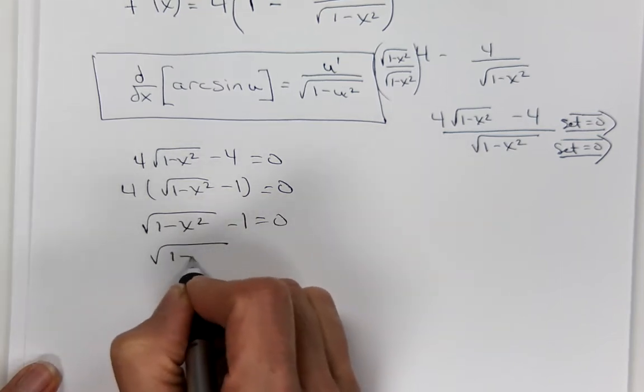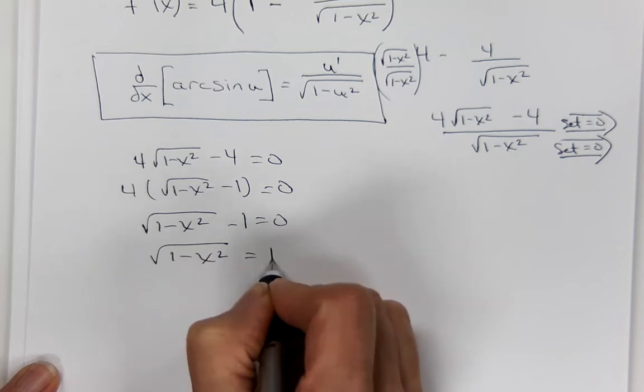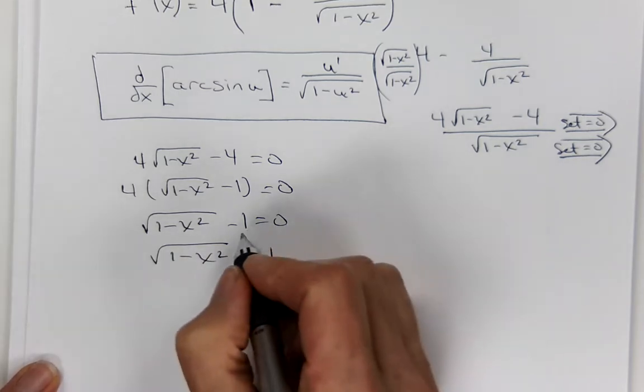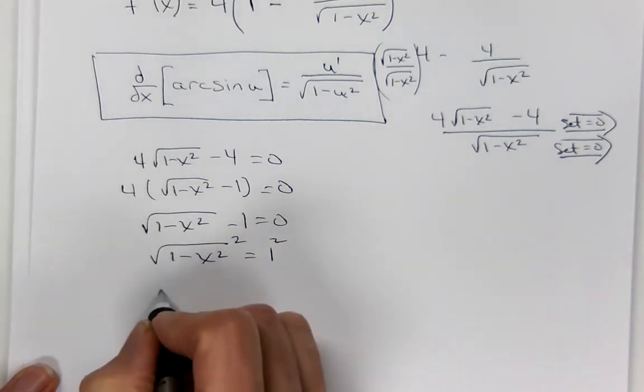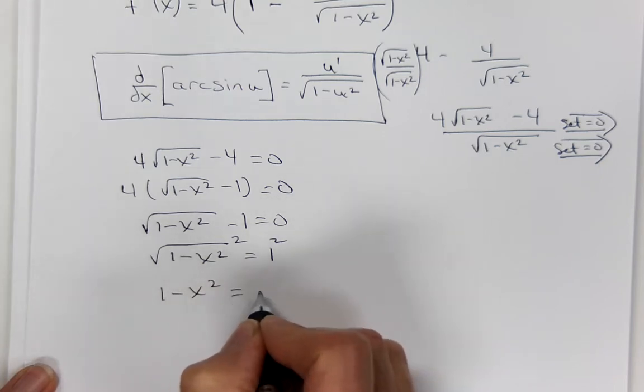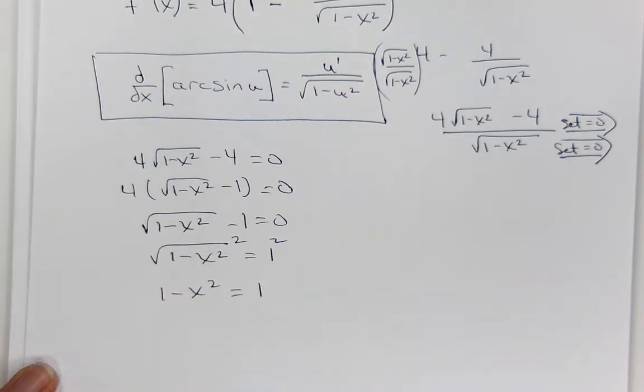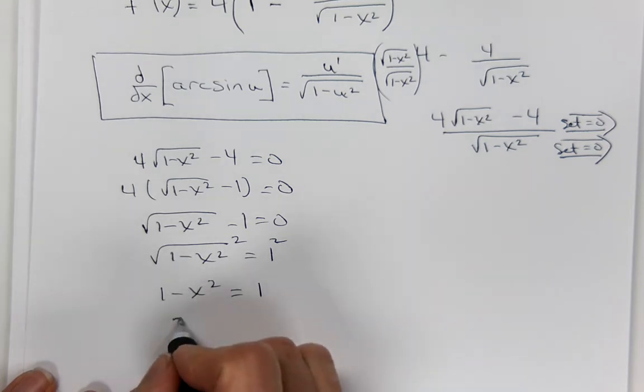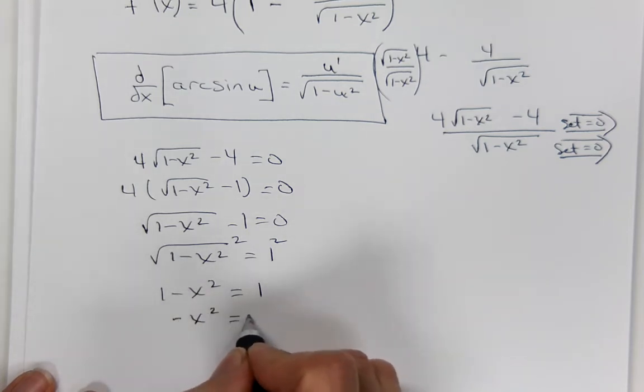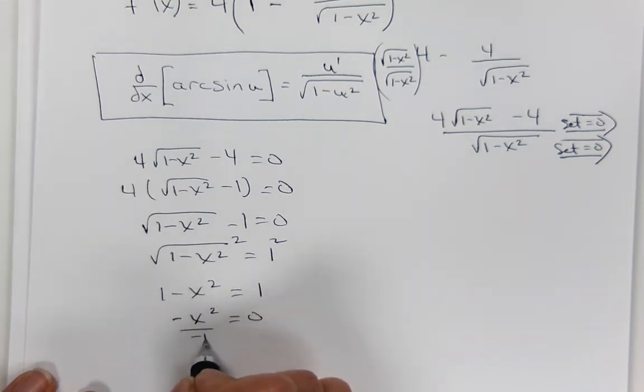Square root of 1 minus x squared equals 1 when I move the 1 over. Square both sides. Subtract 1 from both sides. Divide by negative 1 on both sides. And x is equal to 0. Critical number.